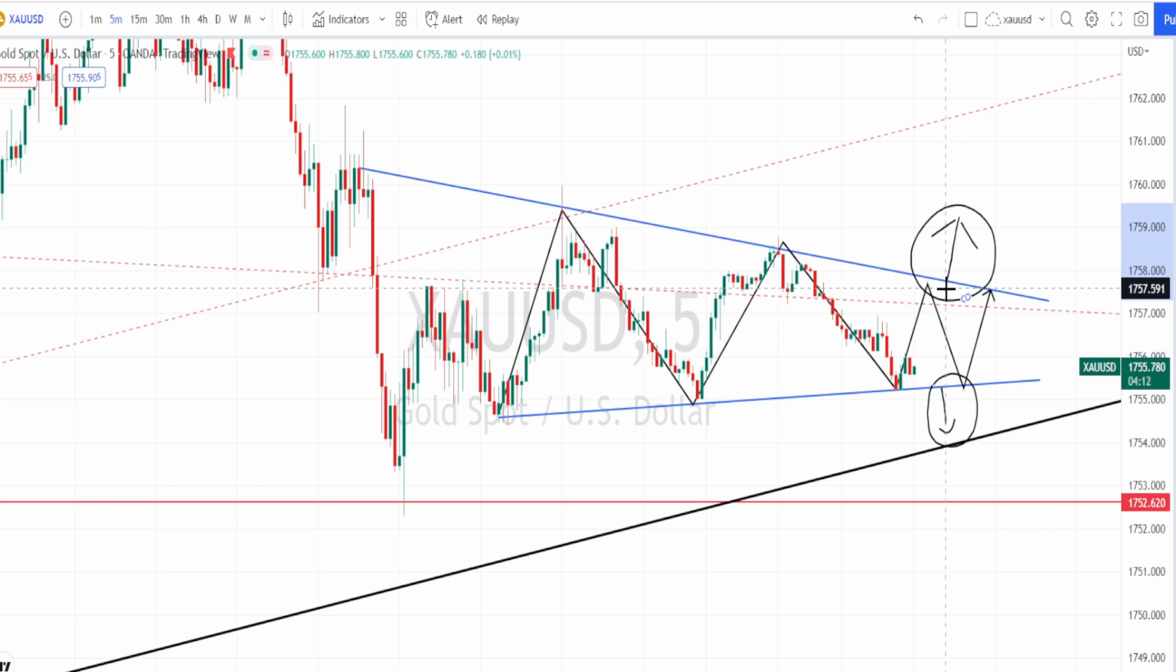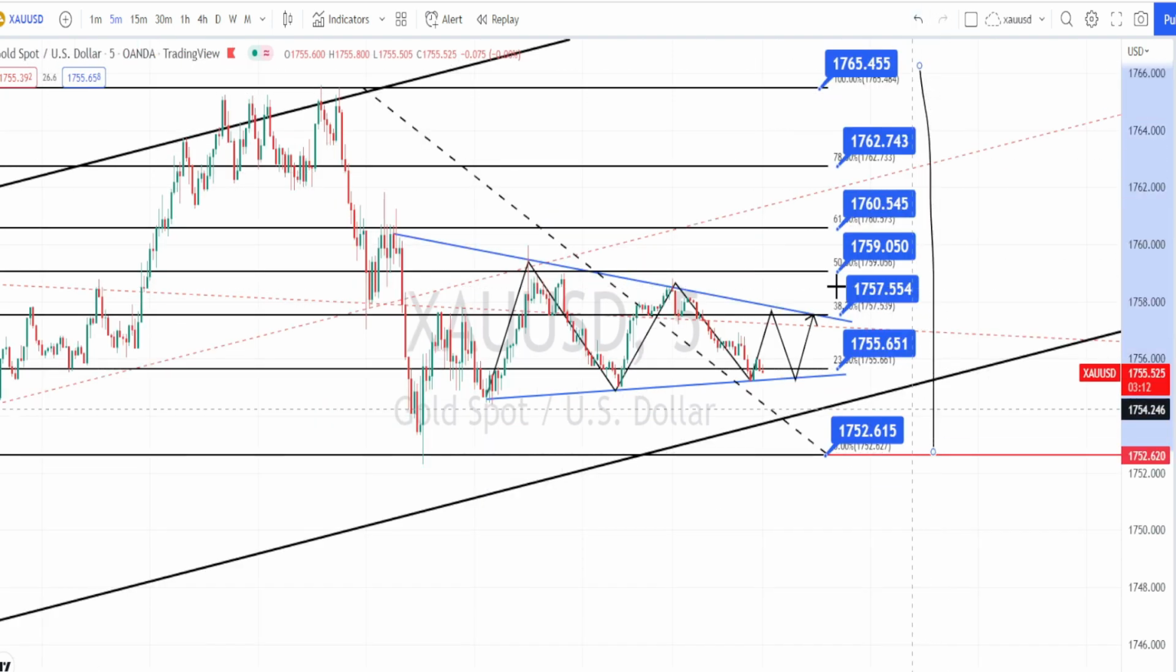Let us mark the support and resistance levels. So the values within these blue color boxes are the resistance and support levels for 5 minutes time frame.